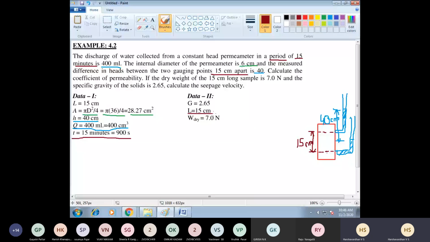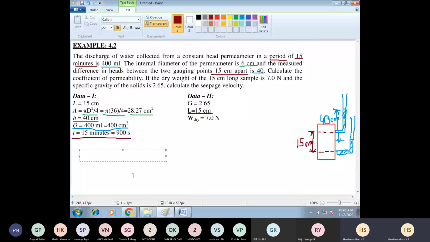Let us first solve the first part of the problem. Okay, the data given is similar to the previous problem. Please calculate the value of K. Okay, we have this equation, Q is equal to K into I into A. So K will be equal to Q divided by I into A.